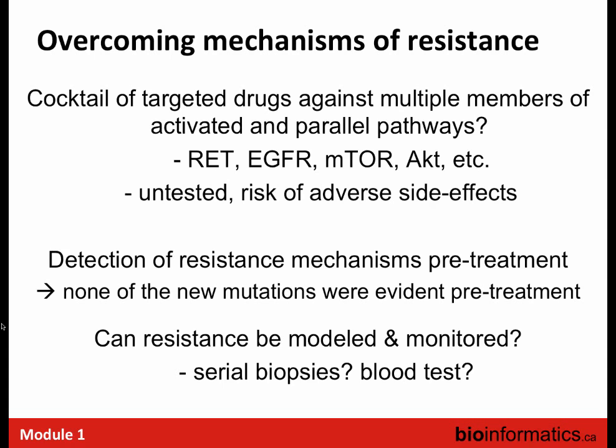And could we have detected these mutations pre-treatment? Because none of these mutations were evident before they started. And could resistance have been modeled and monitored? Would serial biopsies have helped there? Would a blood test have really helped us detect this early recurrence and start to monitor this patient a little more formally over time?